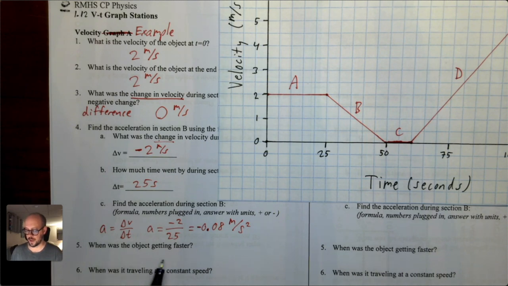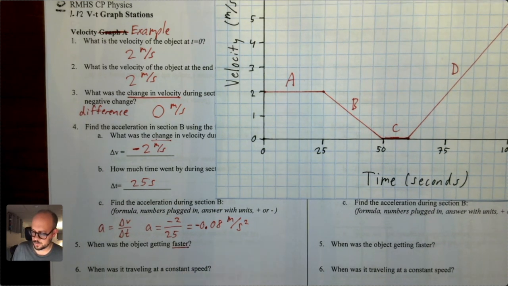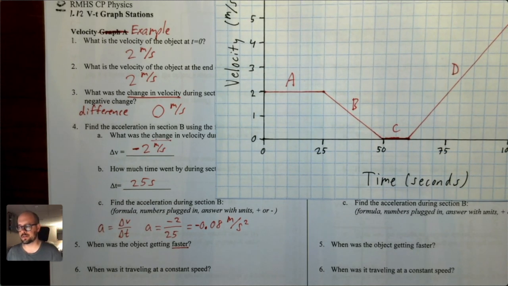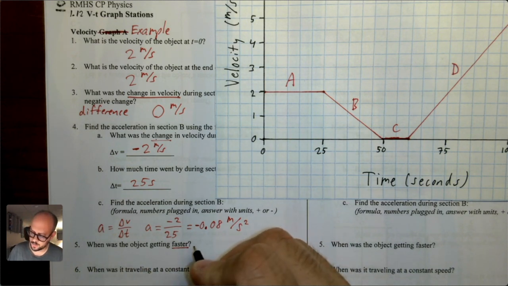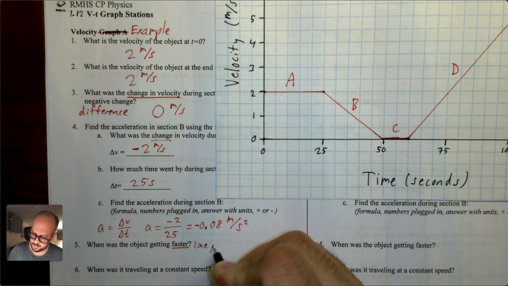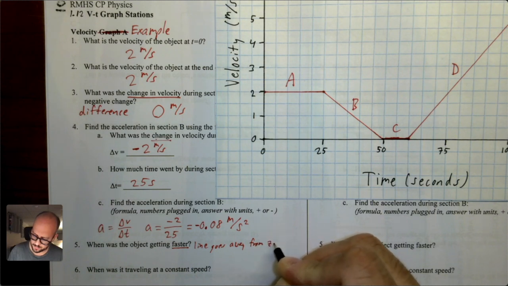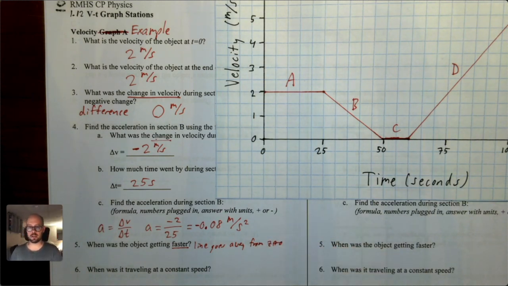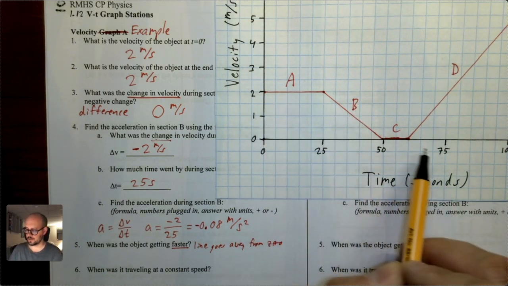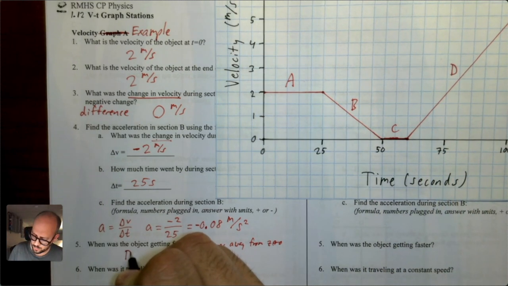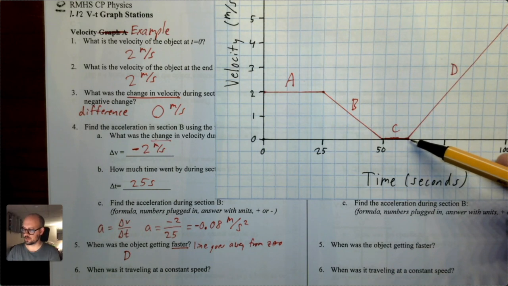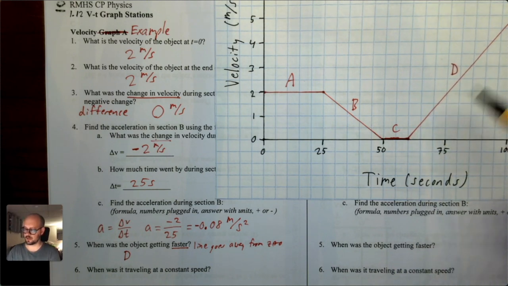When was the object getting faster? One thing that's tricky about these graphs is that getting faster and slower is different by a lot from the position graphs. When the object is getting faster, that is when the line goes away from 0. So you are looking for any line where the actual line is tracking away from 0. If we look at A, B, C, and D, it's only D where that line's getting away from 0. So the velocity here starts at 0 and it goes up away from that. And so it goes into the more positive velocity, so that's getting faster.